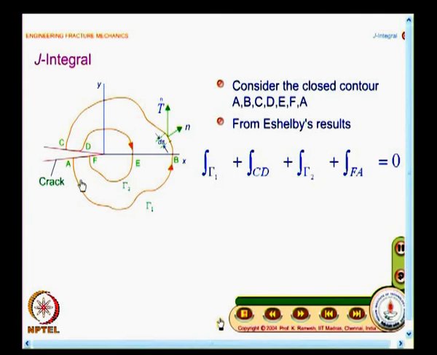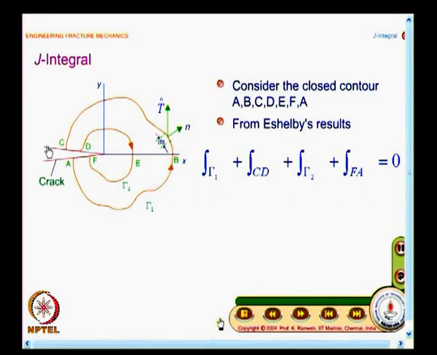And what does the Eshelby result say? If you take a closed contour, the integral whatever we have looked at should sum to 0, and I write this as different contours. In the contour 1 you have one integral plus on CD plus AF plus the contour 2. We can definitely comment about what happens for the integral on the contour CD and integral on the contour FA to start with.